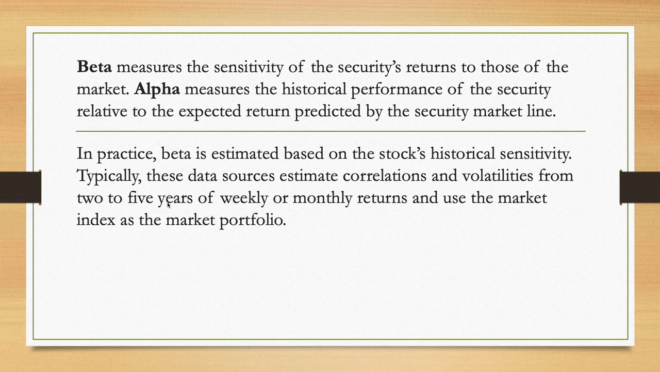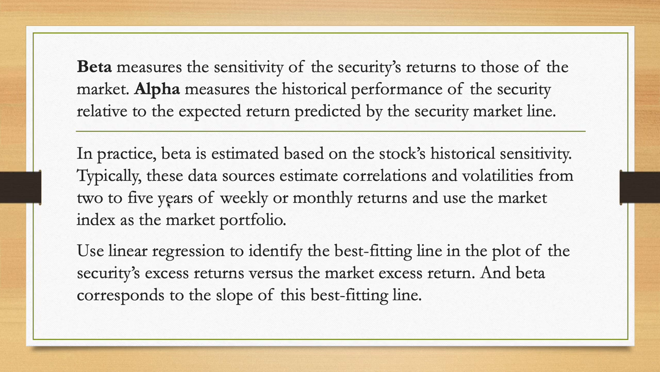Typically, these data sources estimate correlations and volatilities from 2 to 5 years of weekly or monthly returns and use the market index as the market portfolio. Practically, it is to apply linear regression to historical data to identify the best fitting line in the plot of the security's excess returns versus the market excess return, and the beta corresponds to the slope of this best fitting line.